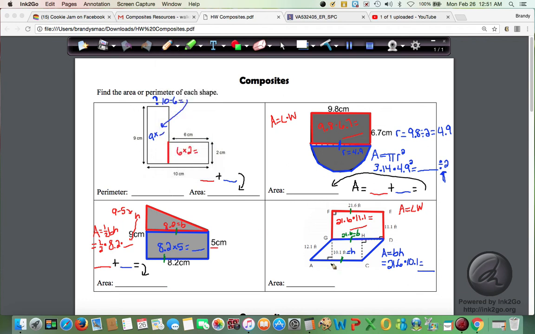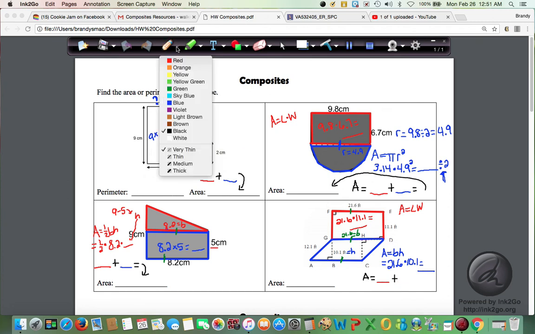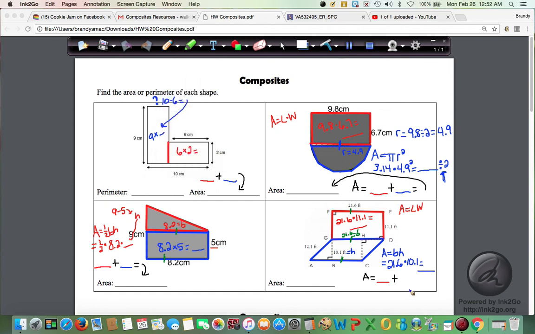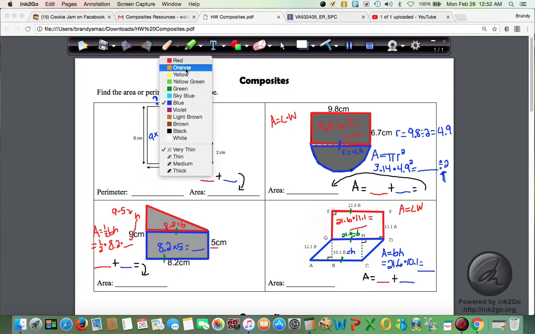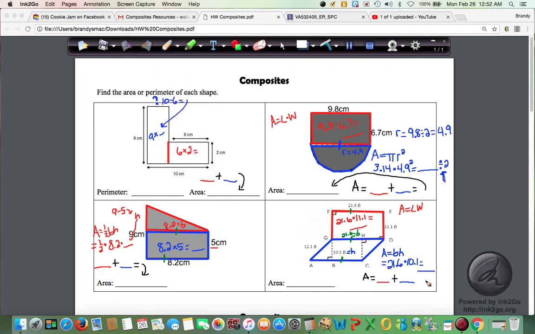So to find the area, you take the area of the rectangle plus the area of the parallelogram, or the slanted rectangle. All right? And once you add those two together, that's it. You're good. That's the area of the entire composite figure. All right, guys, that's all I have for you.